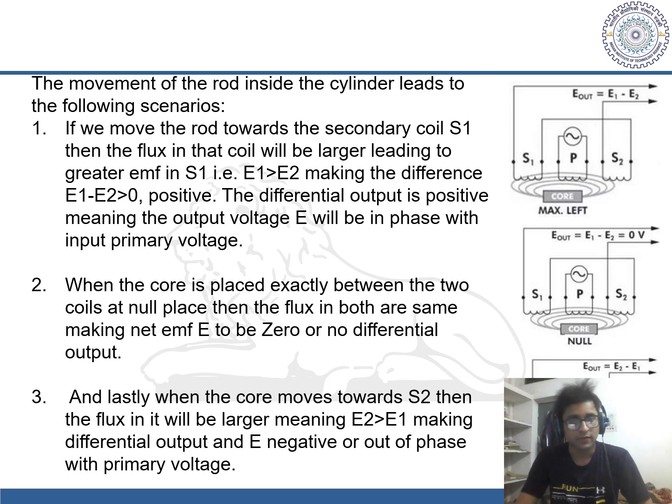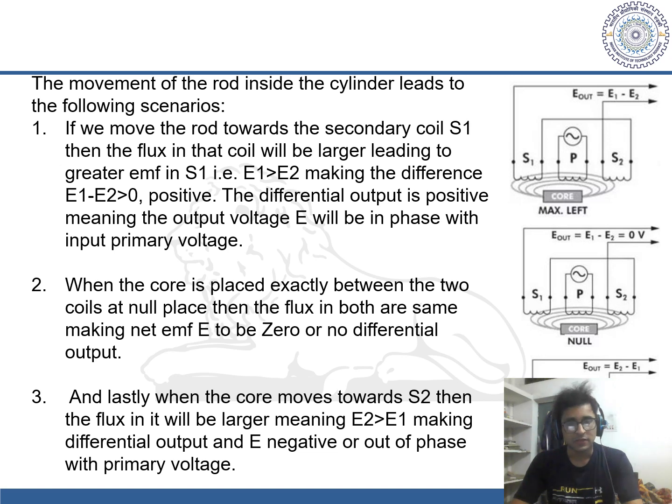Second, the second case will be when the core is placed exactly between the two coils at the null place. Then the flux in both is the same, making the net EMF E zero, or a non-differential output. So if the core is in the center, either side of the coil has the same EMF, and so the difference will be zero.